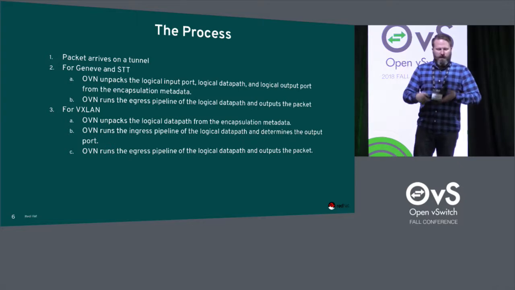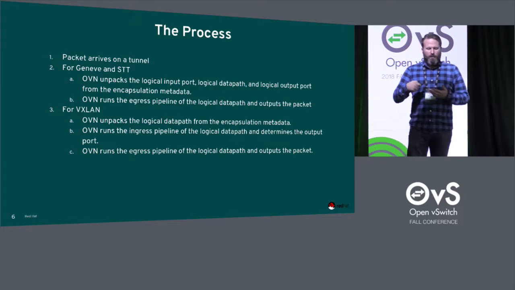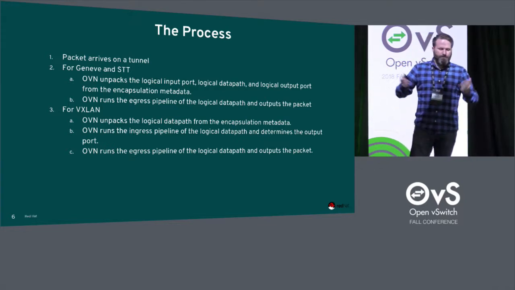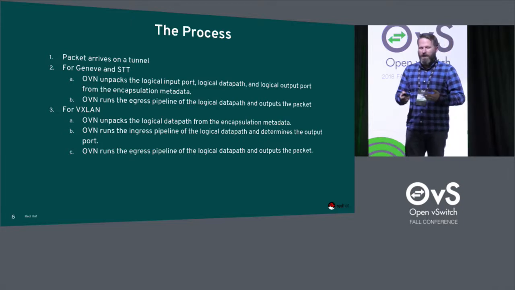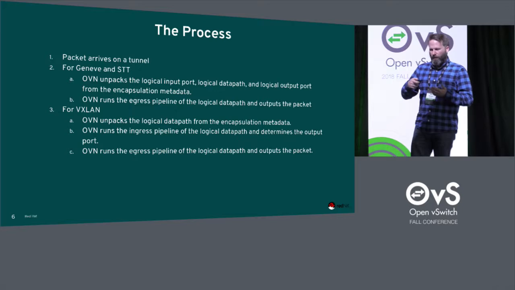The process on the remote hypervisor, when a packet arrives on the tunnel: for Geneve and STT, they unpack that included metadata, the logical input port, the logical data path, and the logical output port, and they're able to run the egress pipeline of the logical data path and output the packet. Done. For VXLAN, on the other hand, it's only able to get the data path, so it has to rerun the ingress pipeline in order to figure out the logical output port. And from there, it can run the egress pipeline and output the packet.